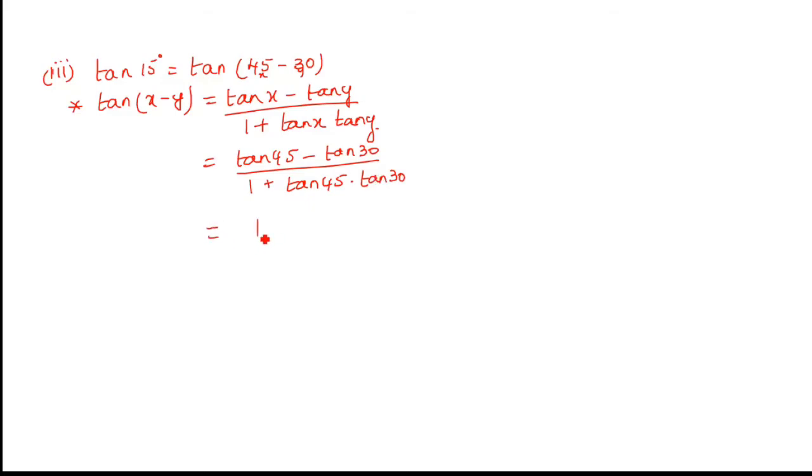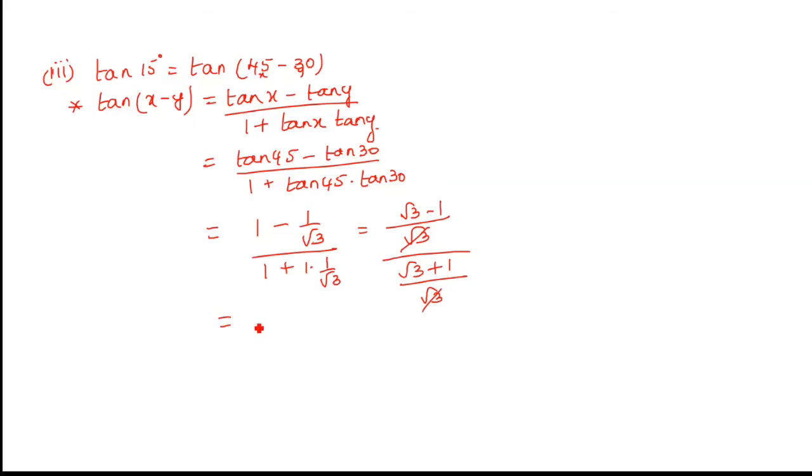So it is 1 minus 1 by root 3 divided by 1 plus 1 into 1 by root 3. Next step, take LCM. Root 3 is the LCM. So multiply 1 with root 3. You are getting root 3 minus 1 whole divided by root 3, which is the LCM here also in the denominator. So it becomes root 3 plus 1. So root 3 gets cancelled. Now tan 15 is root 3 minus 1 by root 3 plus 1. So this is tan 15.